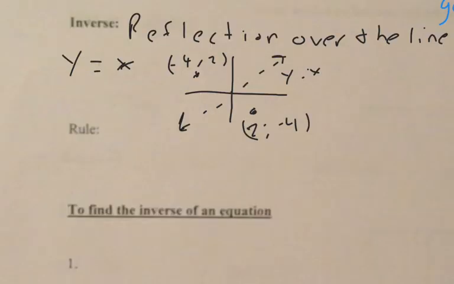Hopefully you can piece together the rule if you forgot it, but just in case, our rule is (x, y) becomes (y, x). We swap x and y, and this is what's known as our inverse. We show our inverse by this little notation. It looks like f to the -1, but it means inverse of f of x. So this is our inverse notation.